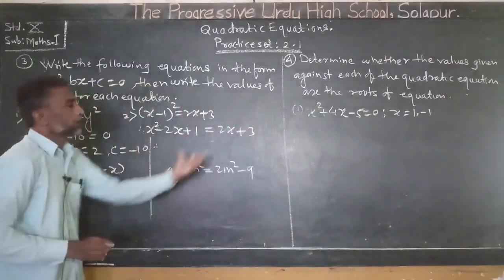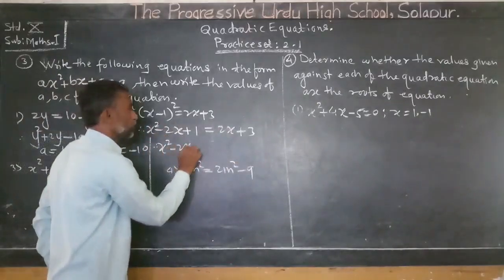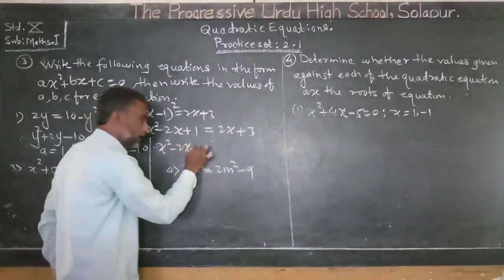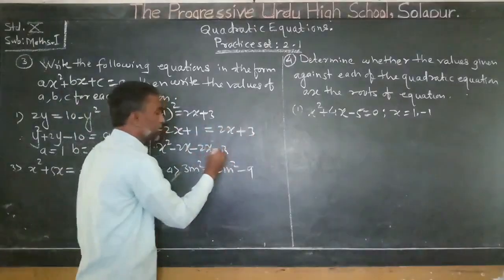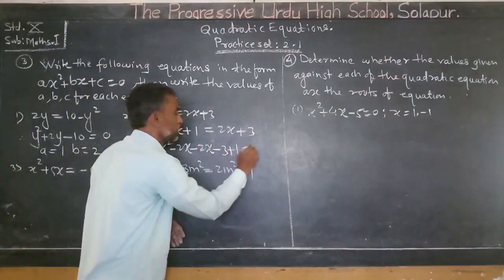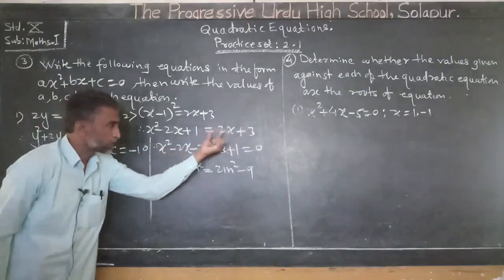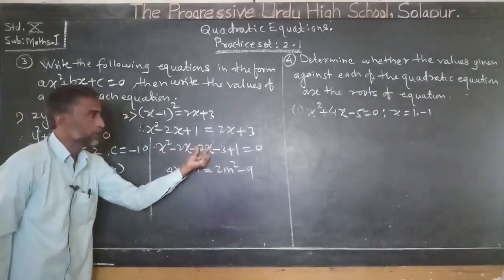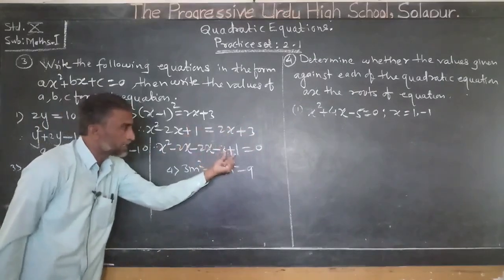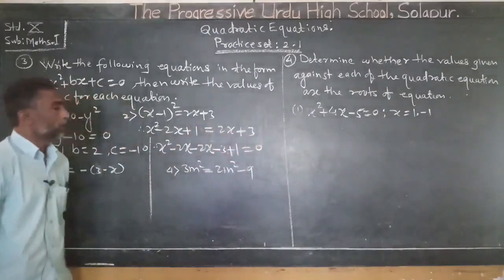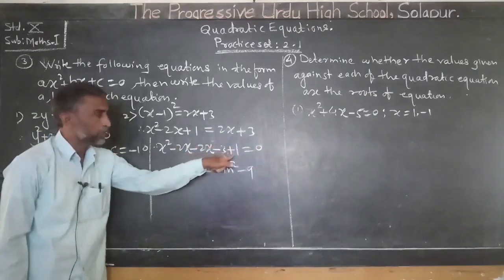Now, therefore, take these both the terms to the left hand side. X square minus 2x. Take it to left hand side. It will also become minus 2x. Take it to left hand side. It will become minus, plus 1 as it is, equal to 0. What we have done? 2x, take it to left hand side. It will become minus 2x. Take this 3 to left hand side. It will become minus 3, plus 1 as it is, equal to 0. Now, x square minus 2x minus 2x minus 3 plus 1 equal to 0.